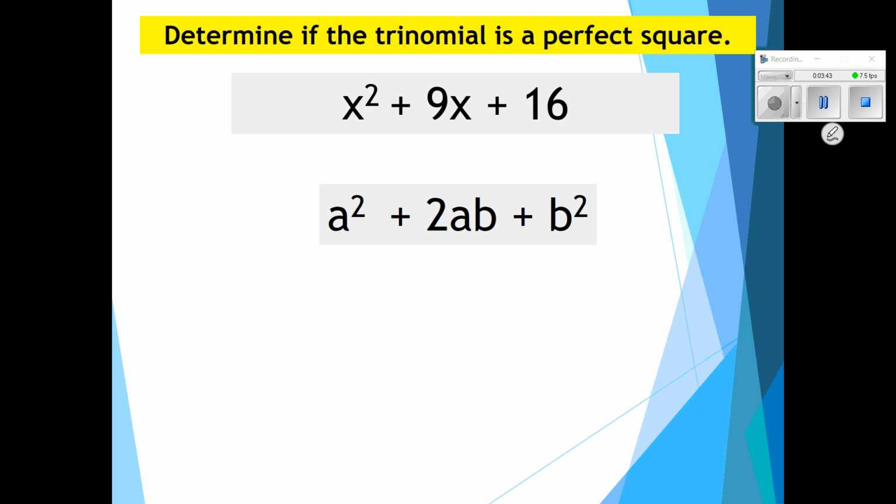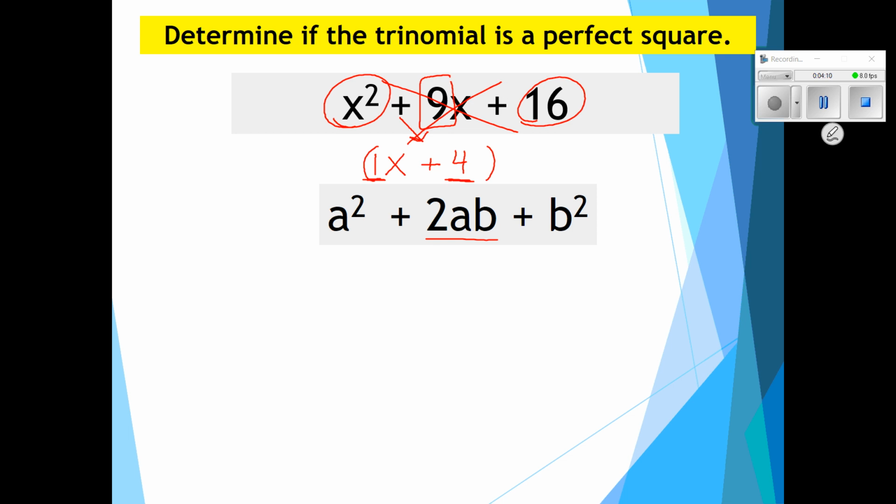Okay, so let's practice again. Taking the square root of x squared would be x. We bring the sign down. Taking the square root of 16 would be 4. Now we have to check it to make sure it's a perfect square trinomial. We multiply 2 times a times b. So the a term is 1. The b term is 4. That's 4 doubled is 8. This happens to be 9. It does not check as a perfect square trinomial. So we cannot factor it this way.